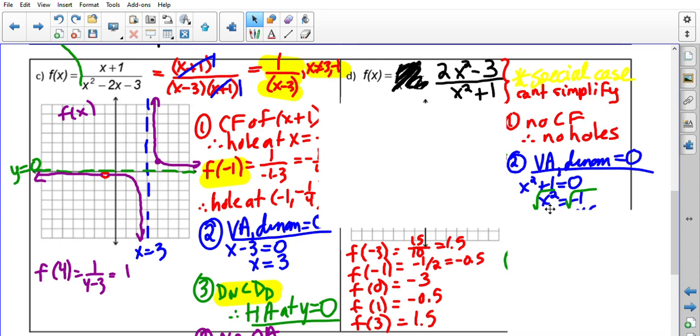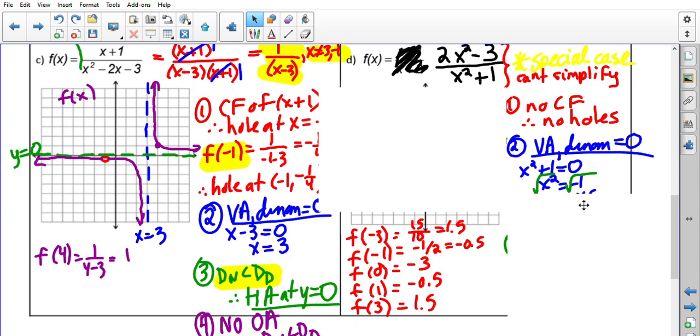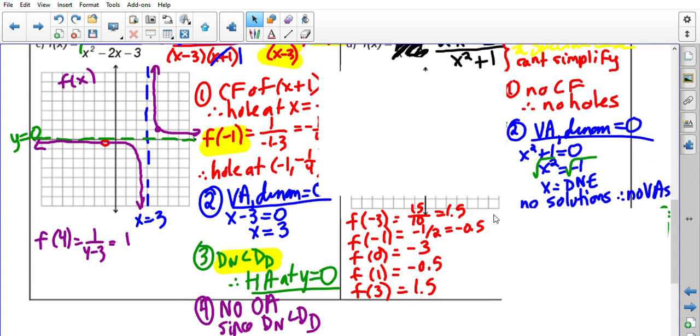If I try to solve for x by square rooting both sides, what happens is we get an error message. That's because we can't take the square root of a negative number, so no x values exist, therefore no solutions, and therefore no vertical asymptotes. So this one has neither of the first 2 features.